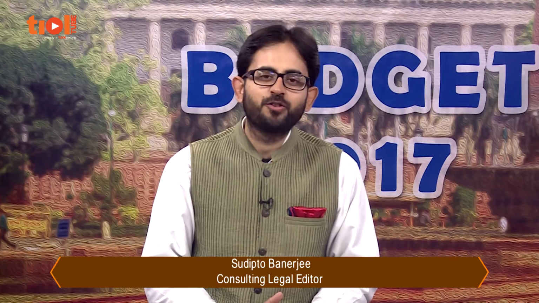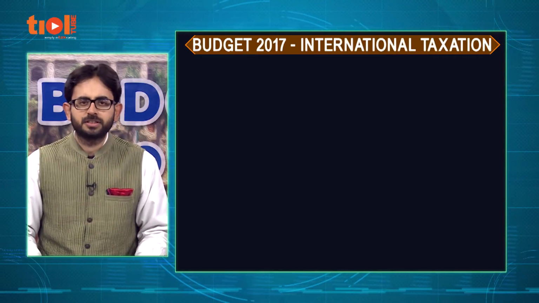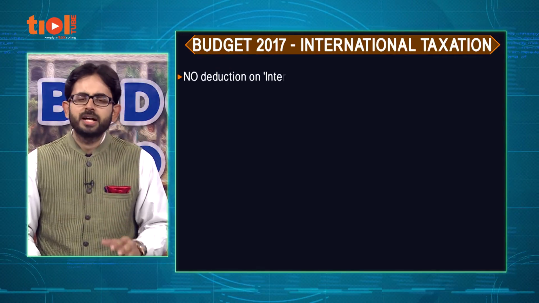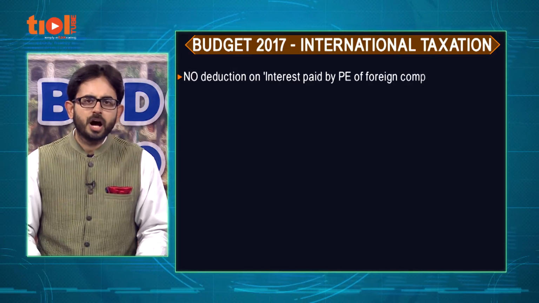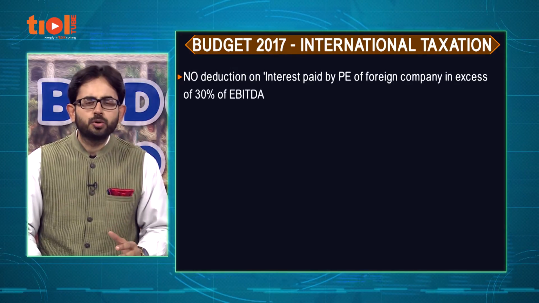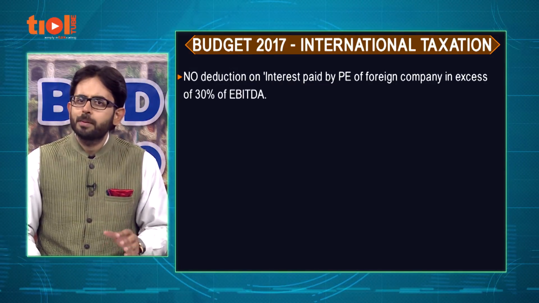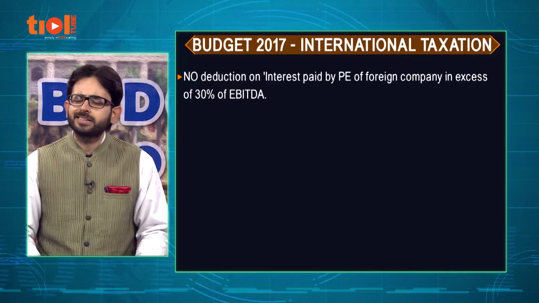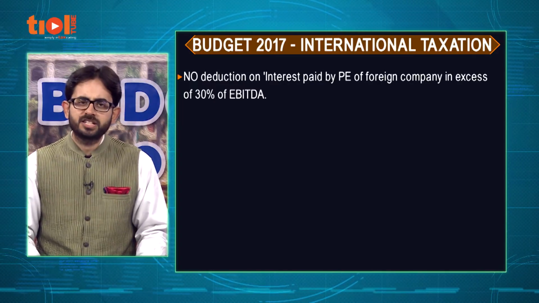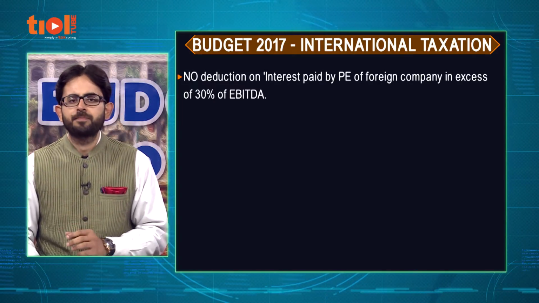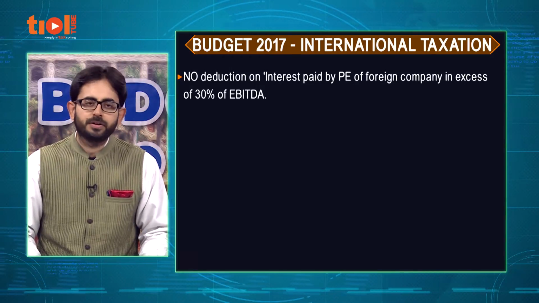FM presented the fourth union budget of the present government. The focus was to discourage profit shifting and base erosion, which is the global concern shared by both developing and developed countries. For this, the government announced the amendment of Section 94B of Income Tax Act so as to disallow the deduction on interest paid by Indian company or PE of foreign company in excess of 30% of EBITDA or interest paid to its AEs while computing taxable profit.